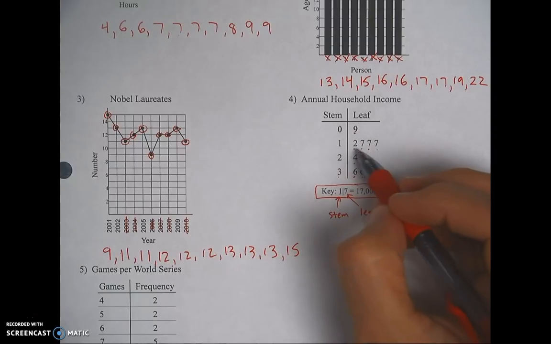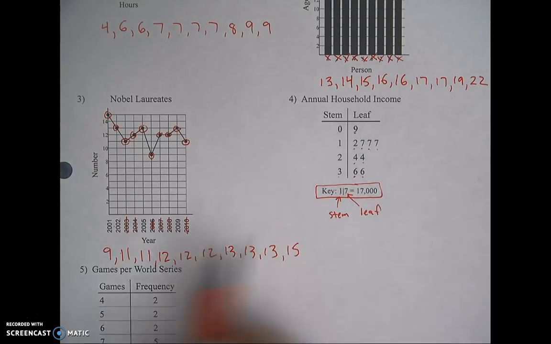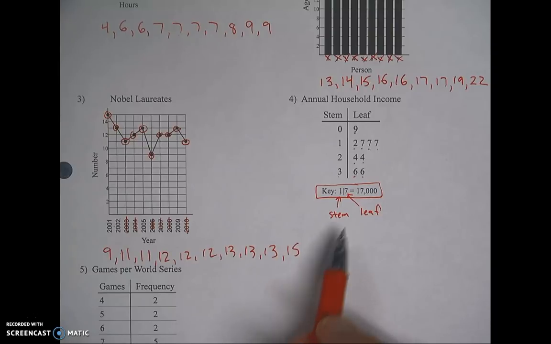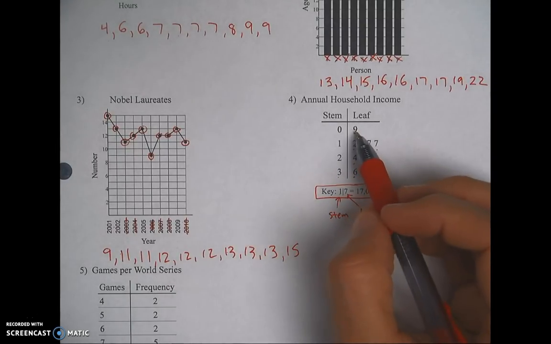So 1, 2, 3, 4, 5, 6, 7, 8, 9. I have 9 different values here, so I'm going to have 9 numbers in my list. Each one of these leaves represents a different value. So if I'm going from least to greatest, I'm going to start up here.